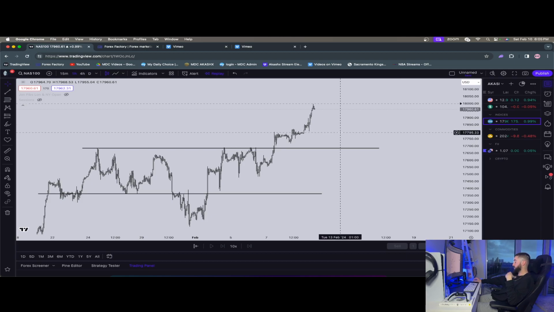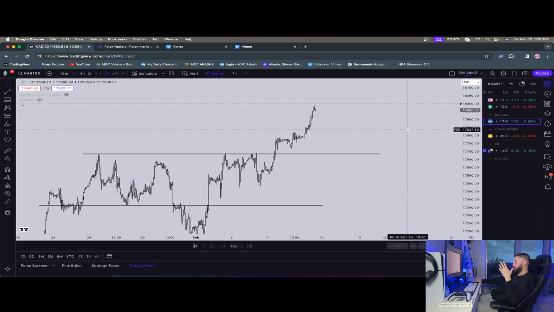All right, perfect. So some days we're gonna have setups that look very, very clean on NAS. Other days we're gonna have setups that are very clean on gold. Some days we can even take trades on both, right? But there are gonna be days where even both of them don't have anything that really looks clean, and we simply have a no trade day.